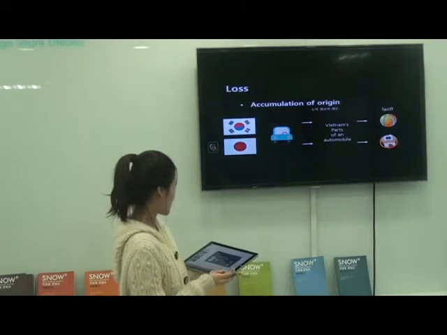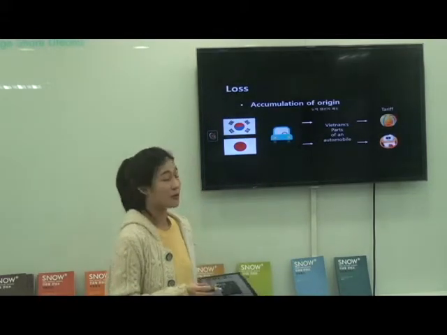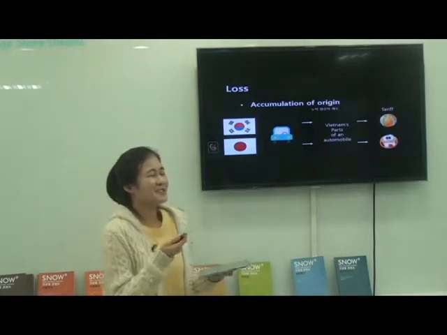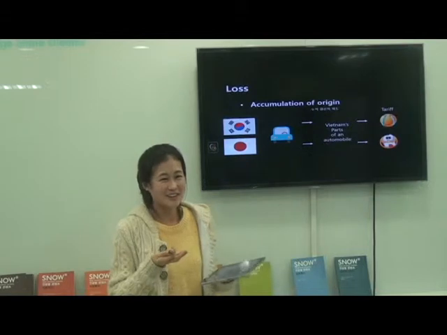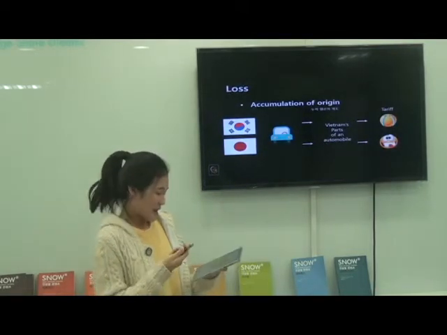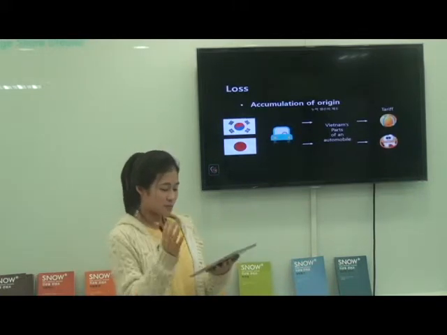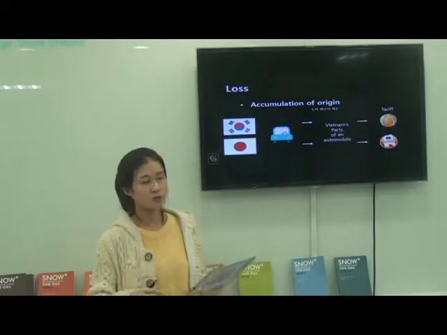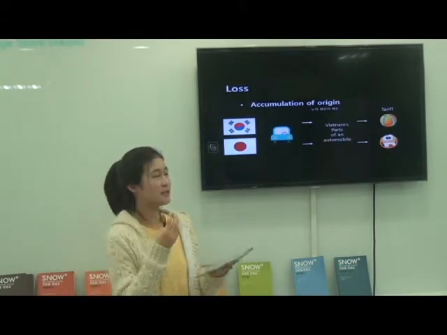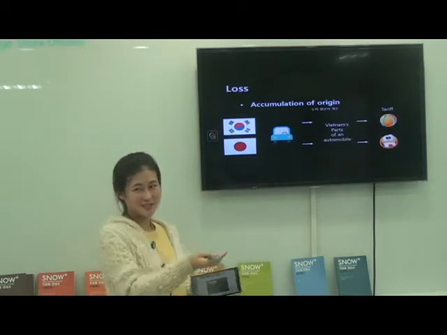The main loss is caused by the accumulation of origin. It's 누적 원산지 제도 in Korea. It's a concept that's really difficult to explain. But it is a concept that something produced in one TPP nation and exported to another will be treated as if it were made in the second country. So here is an example to help you understand.